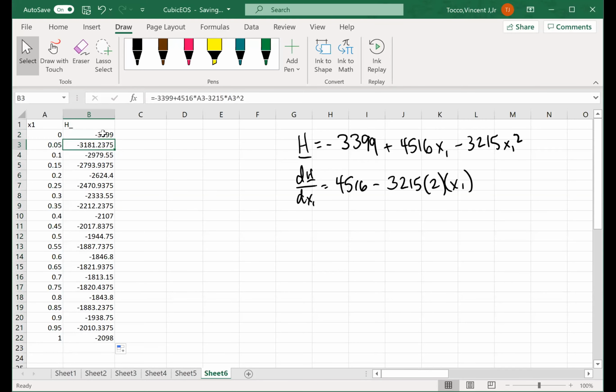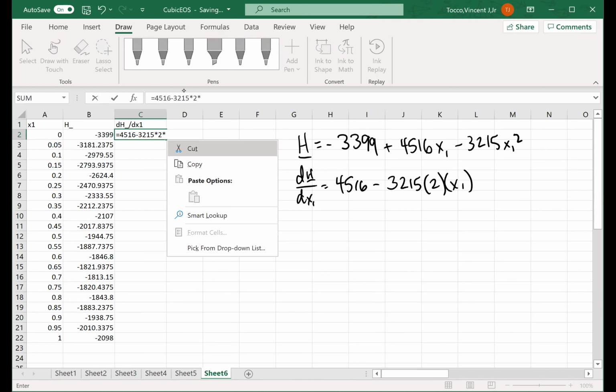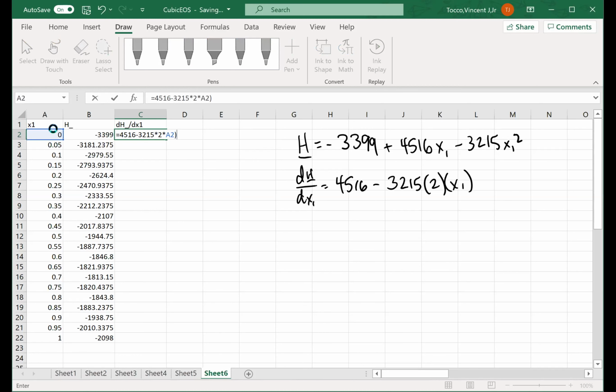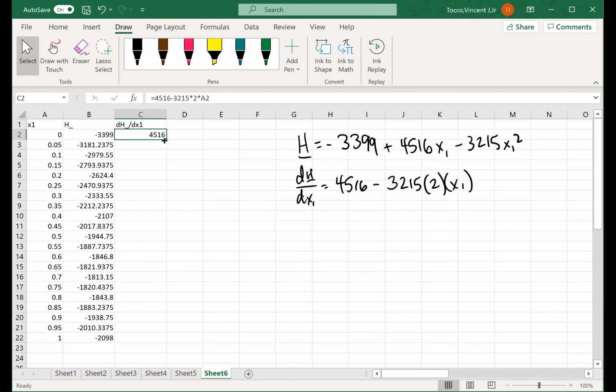So to make my calculation easier, I'm going to make a column for derivative. So dh underbar dx1. This is tricky on my tablet. Okay, and I have an expression for that, equals 45/16 minus 32/15 times 2 times x1. Found a typo. What's the typo? Oh, parentheses. Yeah, don't need parentheses.